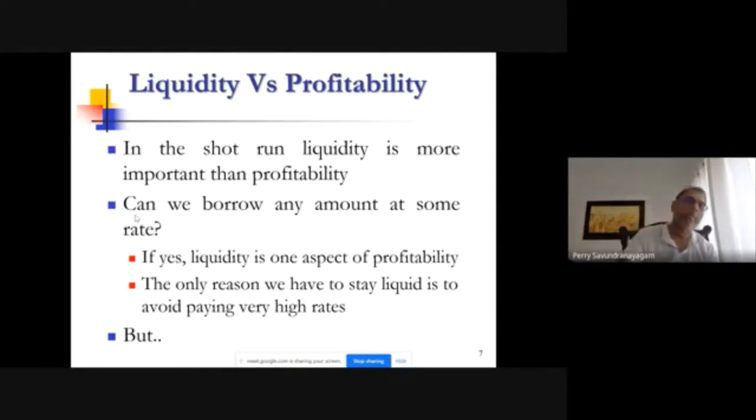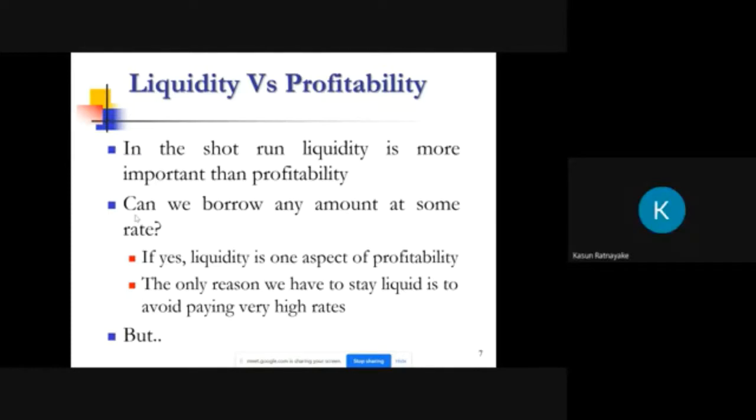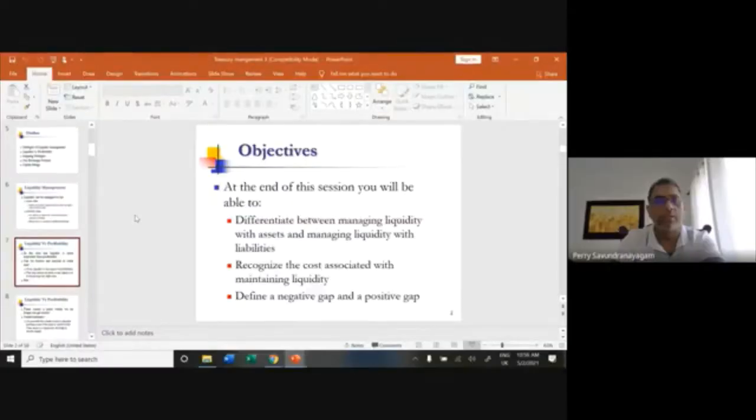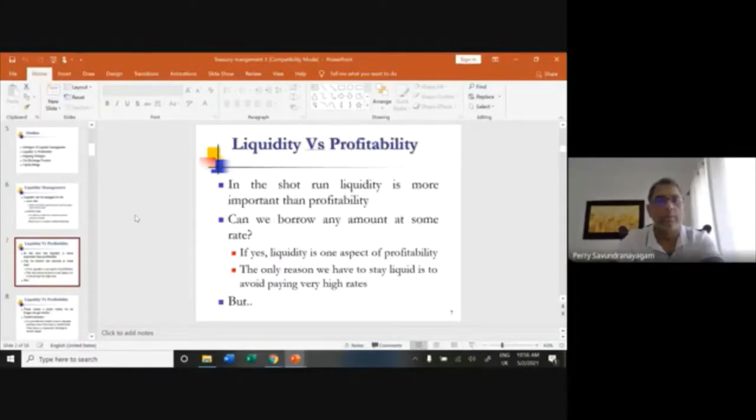So basically, going on to the next one, liquidity versus profitability. We touched on this a little bit. In the short run, liquidity is more important than profitability. Do you all agree? Yes, yes, sir. Why is it more important than profitability?